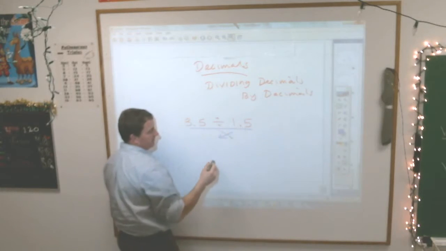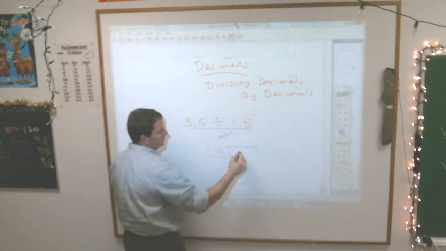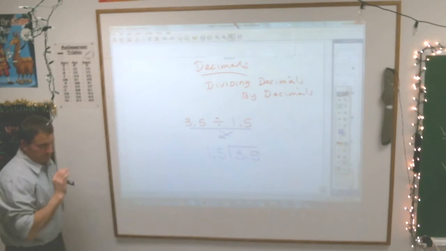3.5 divided by 1.5 means 1.5 going into 3.5. That's the way it's written.